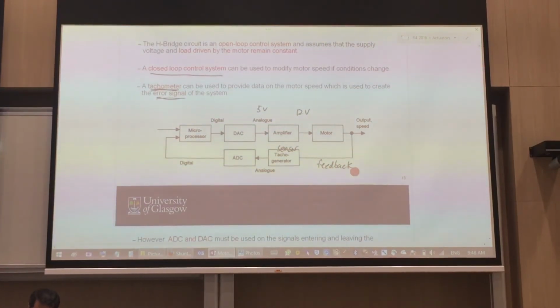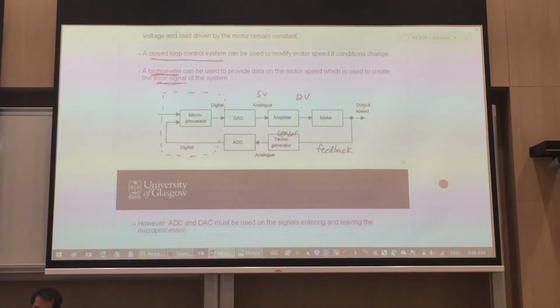Being an analog device, you need an analog to digital converter to convert it back into a digital form so that the microprocessor can read it. So you can see over this part here, it must be a digital signal going to your microprocessor.